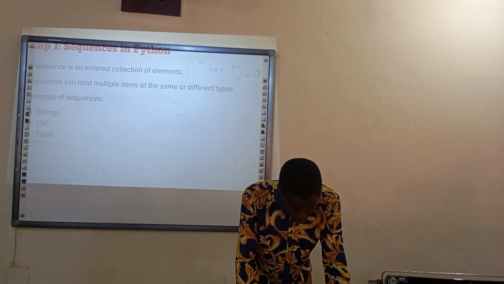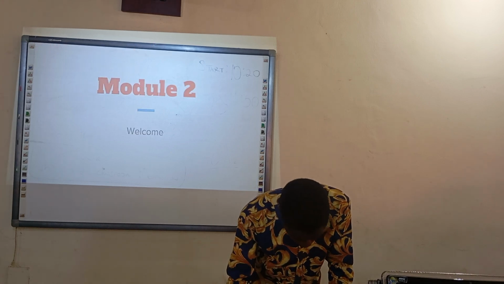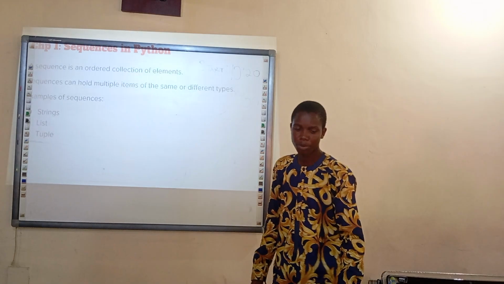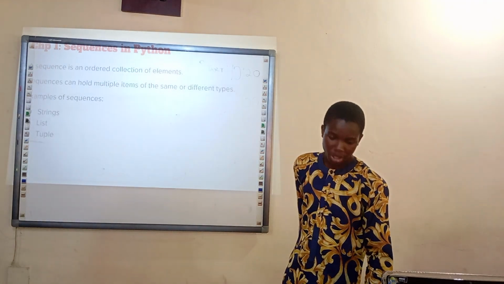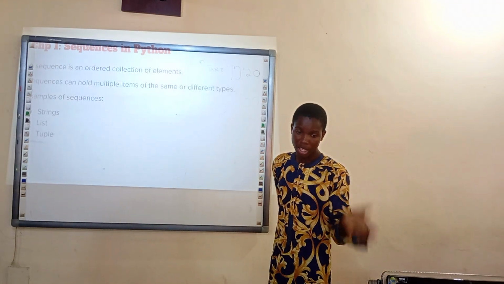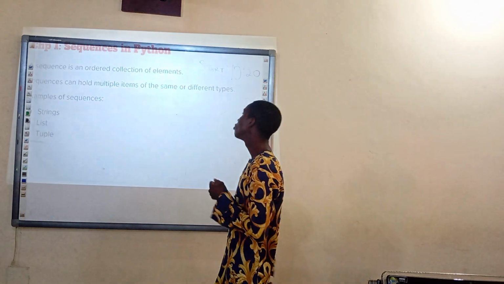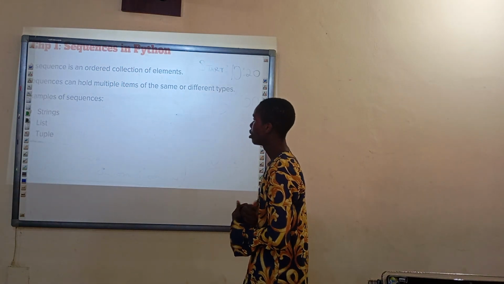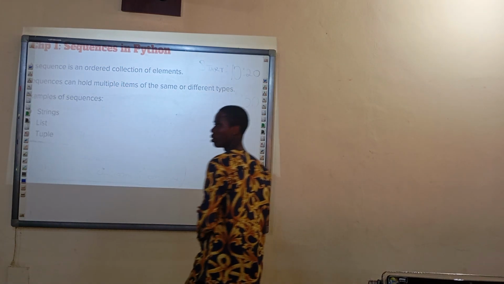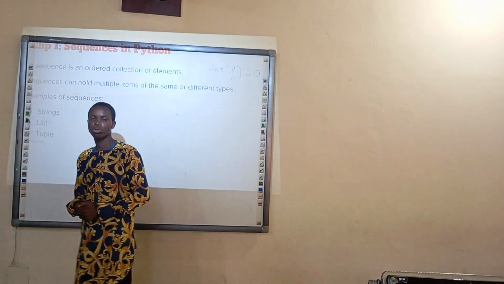So module 2, we have sequences in Python. A sequence is a collection of elements. A sequence can hold multiple items of the same or different types. There are 3 main examples of sequences: strings, lists, and tuples.